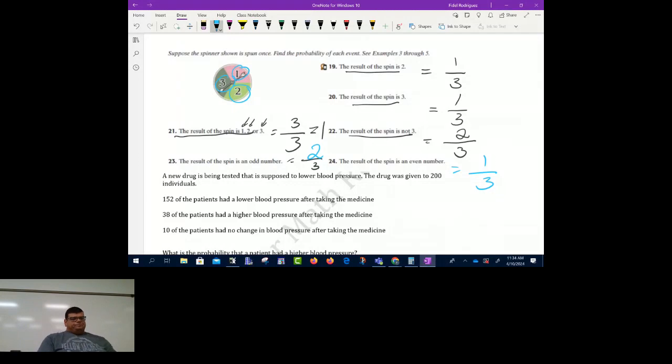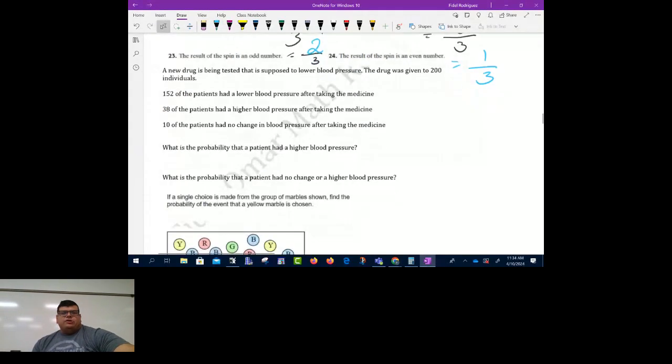All righty. Y'all, in the next problem that I got here, it says a new drug is to be tested that's supposed to lower blood pressure. So, y'all, we gave this medicine to 200 people. Out of the 200, 152 had their blood pressure lowered. That's good. That's what we want, right? 38 ended up with a higher blood pressure. We do not want that at all, right? It made it worse. 10 people, no change. So, again, we don't want that either.